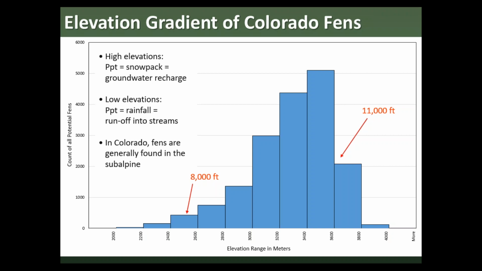In Colorado, fens predominantly occur in the subalpine between 8,000 and 11,000 feet in elevation. At these elevations, most precipitation is snowfall, which melts slowly and infiltrates into the groundwater, providing a stable water source for fens. At lower elevations, most precipitation falls as rain, which quickly runs off into streams.